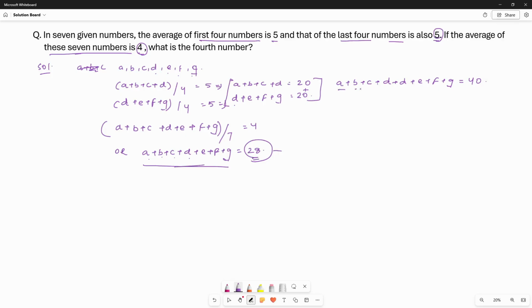So that is A, B, C, D. Excluding this, we have all the 7 numbers whose sum is 28, and we have left with one D. So this is our left hand side, and right hand side we have 40. So D is equal to 40 minus 28, or D is 12.